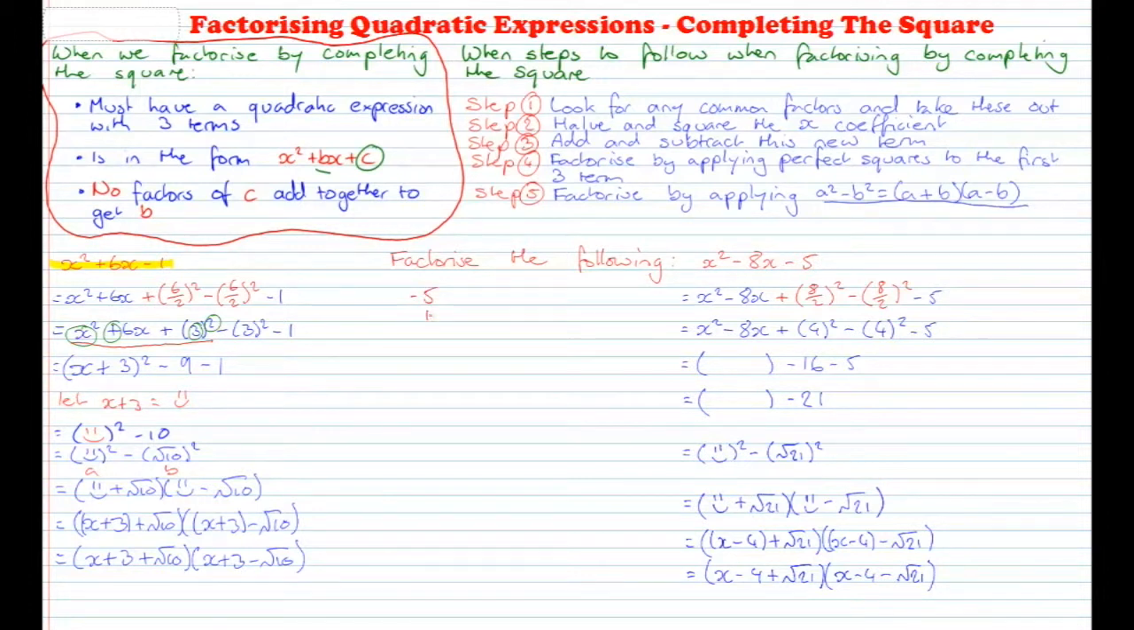Well, negative 5 plus 1, no, they actually won't add to negative 8. Right, so now that we know that it's appropriate to complete the square, what we need to do is look at step 2 and 3 together, and we're going to halve and square the x coefficient.